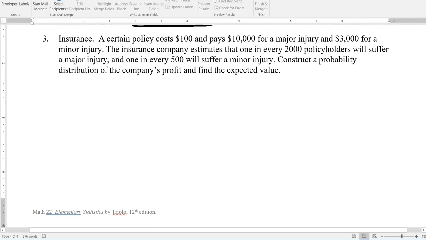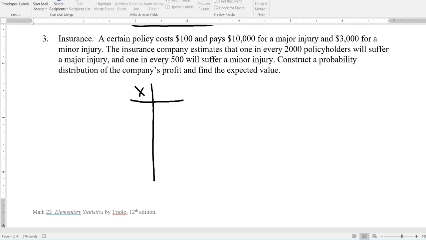This last one's pretty easy. Certain policy costs $100. It pays $10,000 for a major injury, $3,000 for a minor. The insurance company estimates that 1 in every 2,000 policyholders will suffer a major injury. 1 in every 500 will suffer a minor. Construct a probability distribution for their profit. Okay?